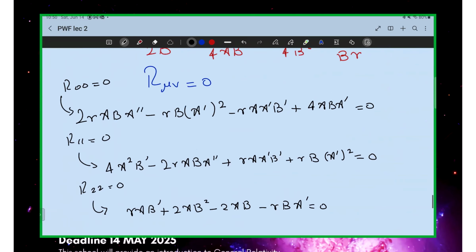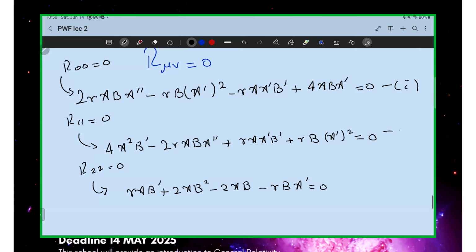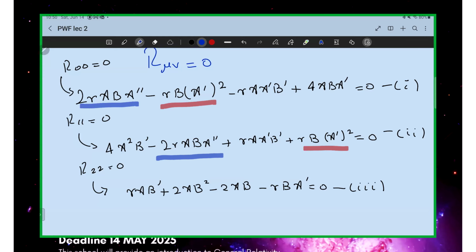So let me call these equations equation 1, equation 2, and equation 3. We are almost done now. If you add equation 1 and 2, you can see that, for example, this thing cancels this, okay? And if I'm not wrong, this thing cancels this, right? And this thing cancels this. So a lot of things cancel, and the only two things which don't cancel are this and this.